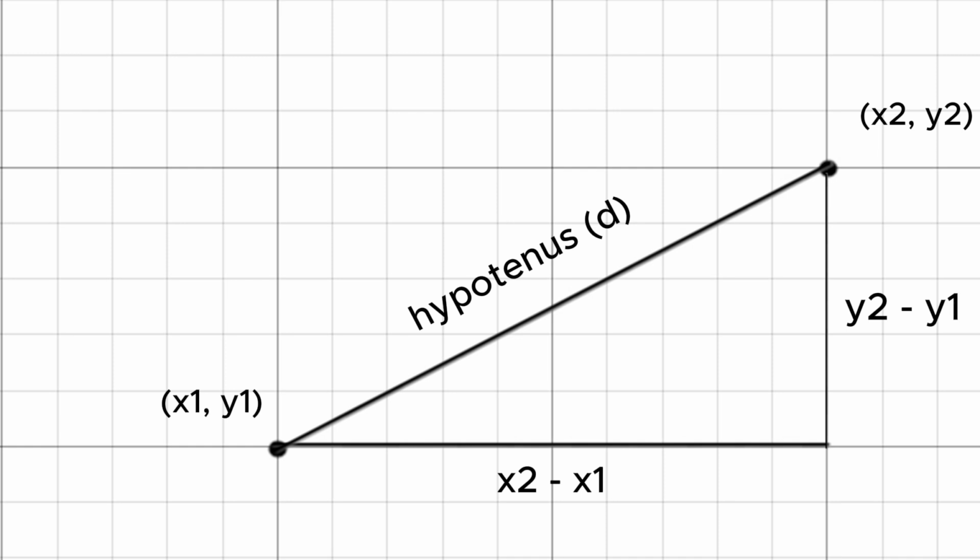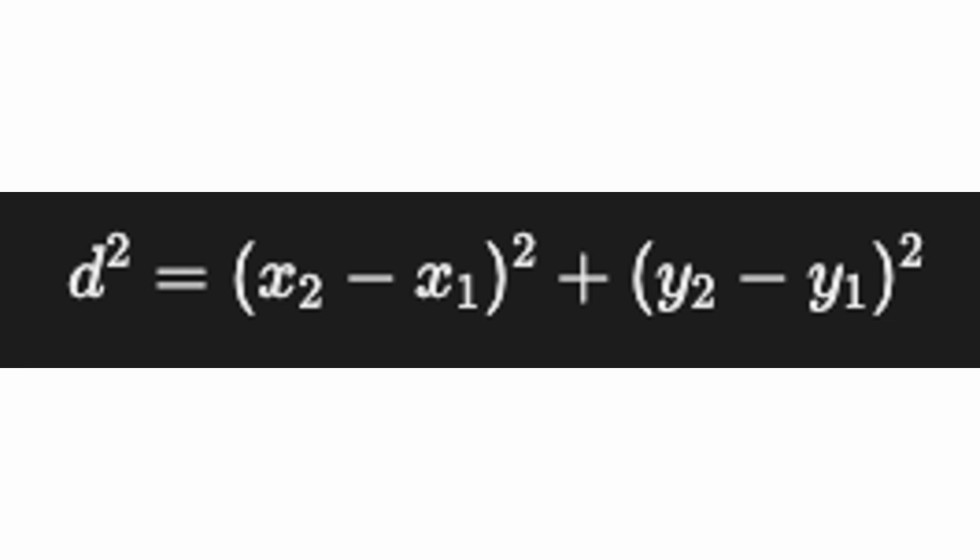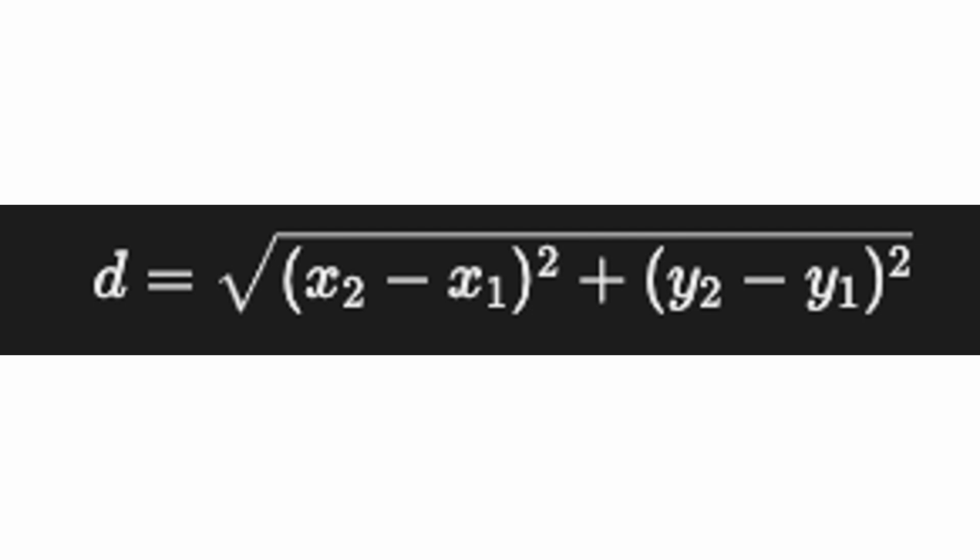If you put this in the Pythagorean theorem, we get distance squared is equal to (x2 minus x1) squared plus (y2 minus y1) squared. Taking square root on both sides, we get this. Distance is equal to the square root of (x2 minus x1) squared plus (y2 minus y1) squared. And that's the formula for distance between 2 points. It is based on the Pythagorean theorem.